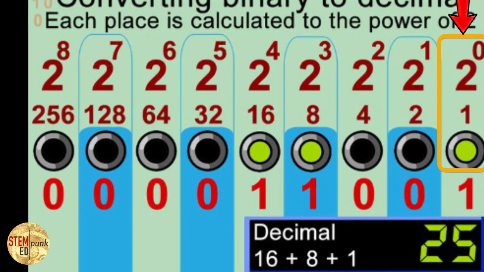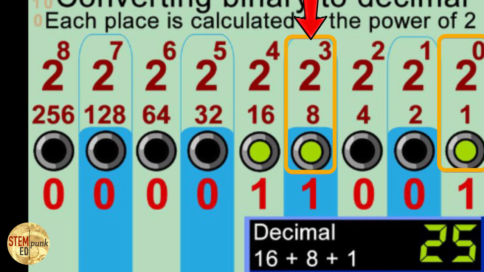The light for 2 to the 0 power is on, so we place a 1 in that place value position, and note that we will need to add the decimal number 1 to our decimal conversion. The light for 2 to the first power is off, so we place a 0 in that place value position, and note that we do not need to add a decimal number 2 to our decimal conversion. The light for 2 to the second power is also off, so we place a 0 in that place value position, and do not add the decimal number 4 to our decimal conversion.